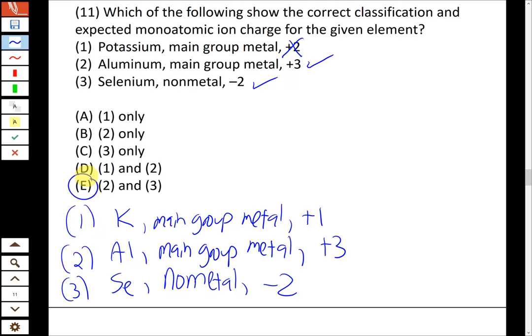All right, so again, we can use the periodic table to classify elements and also to predict some things about the charges of ions that form, and both of those concepts were covered here.